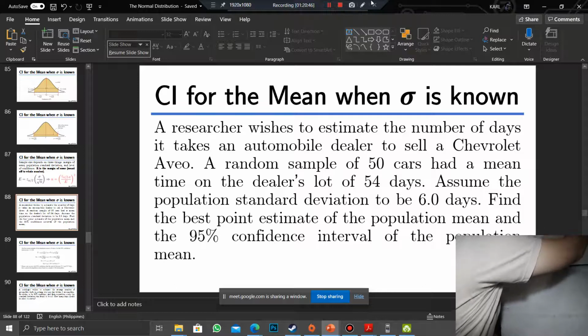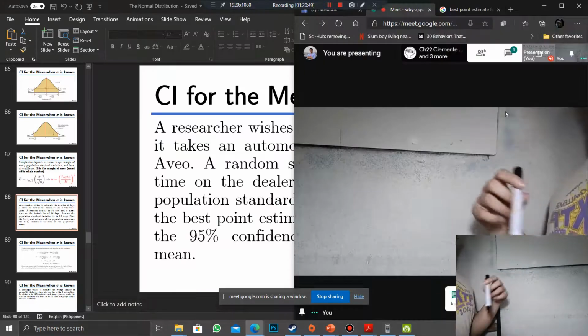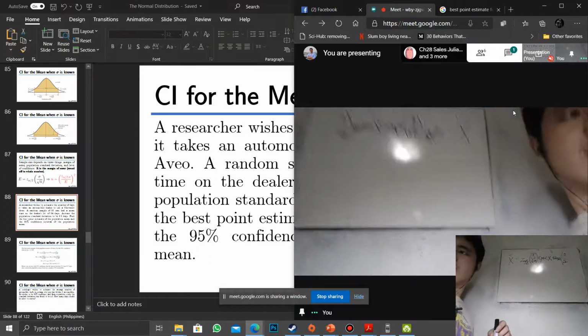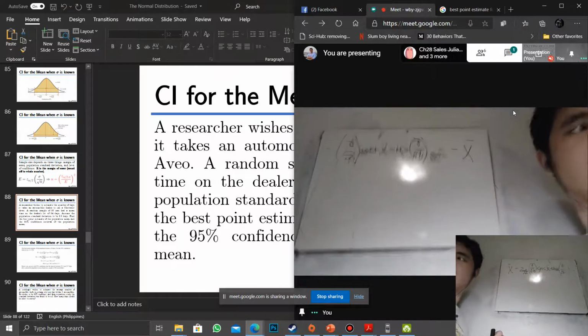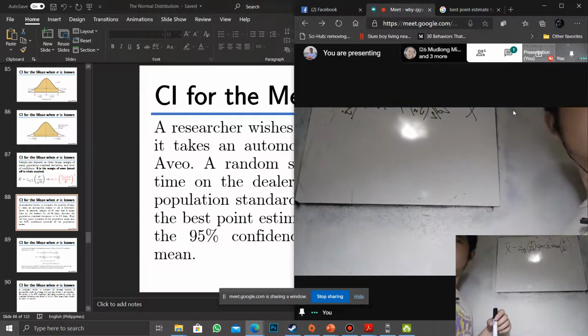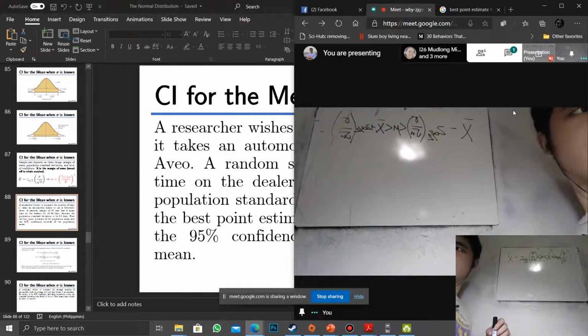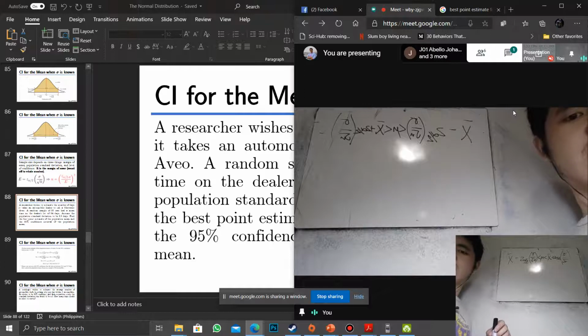So, ipasok lang natin lahat ng value na nakuha natin dyan. Ay, sorry. Nasira yung stand ko. Ayan, isa pa.